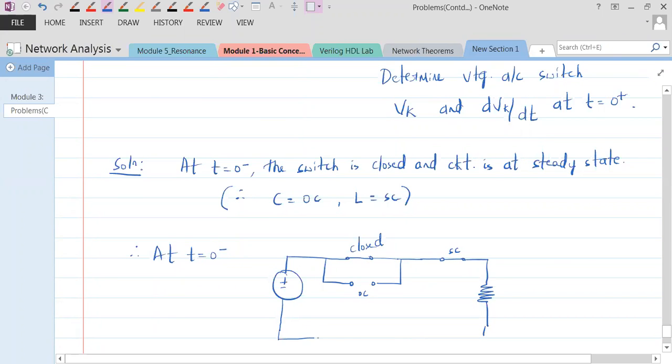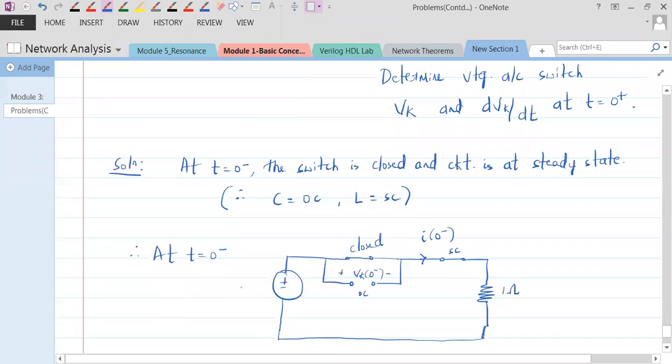Is this okay with you, everybody? So this is how the circuit is going to look. Fine. So when this is open circuit, what is there across this? Vk of 0 minus is there. Let's say this is plus and this is minus. And what is flowing through this? I of 0 minus is flowing, through the inductor, mind you. So what is this R? This R is 1 ohm.